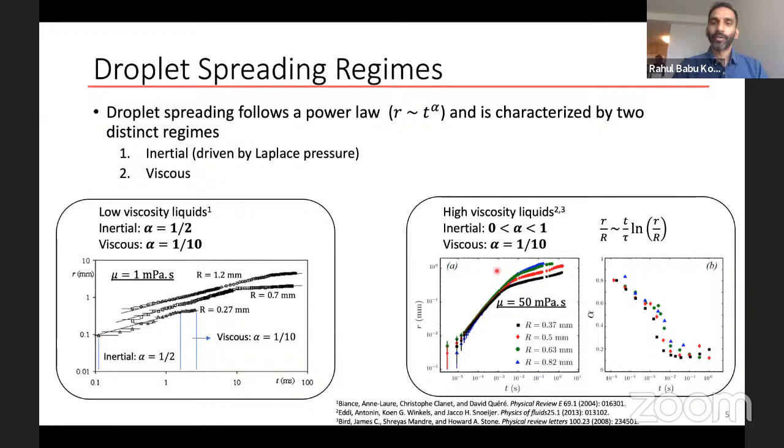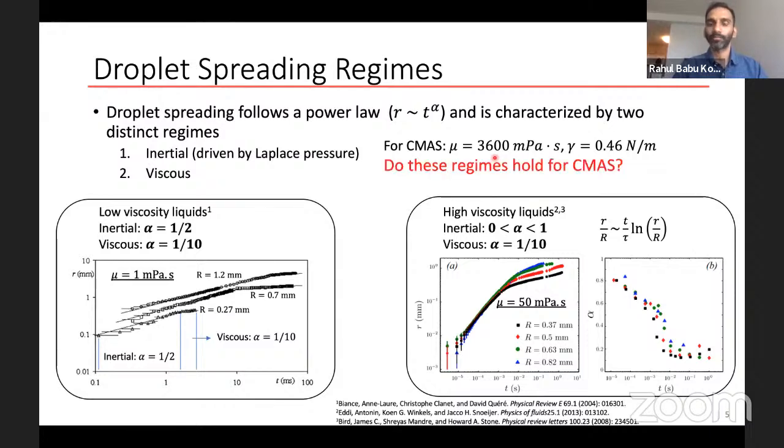And for CMAS, molten CMAS is very viscous, and it has very high surface tension. So compared to a water droplet, you can see it's about 3,600 times larger viscosity. So we asked the obvious question: do these spreading regimes hold for CMAS?